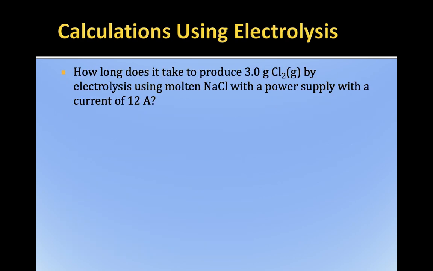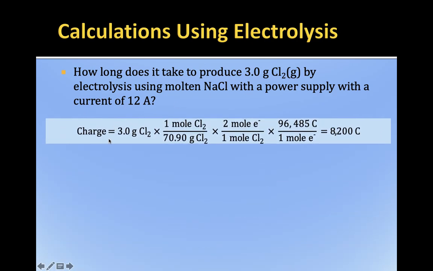So if we wanted to know how long it's going to take to produce 3.0 grams of chlorine gas via electrolysis using molten sodium chloride, given our current power supply of 12 amps. From this information, we can actually figure out a length of time. I think this amps part is going to come in right at the end. We would start with our given. In this case, our useful given is this 3.0 grams.